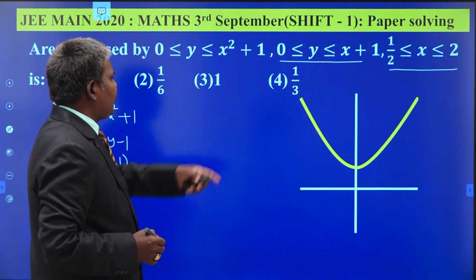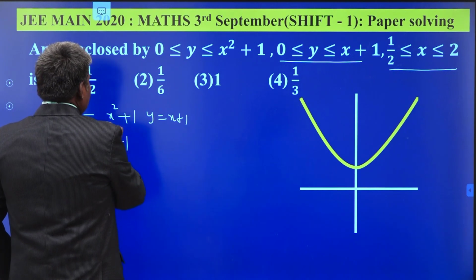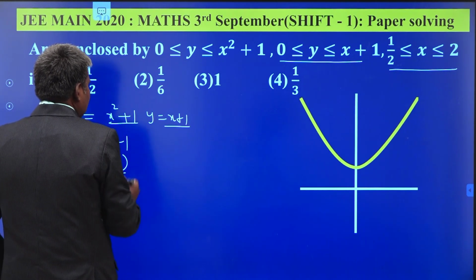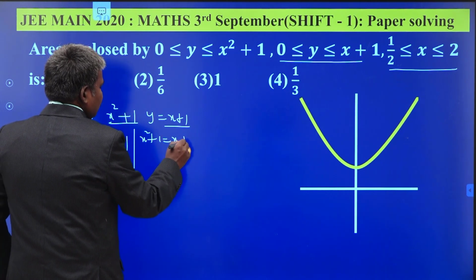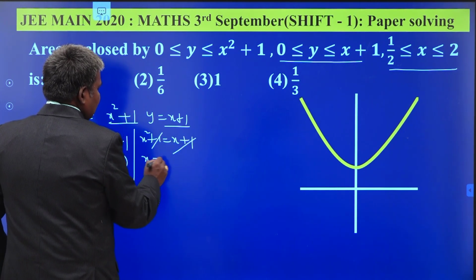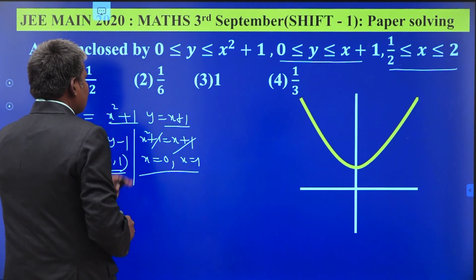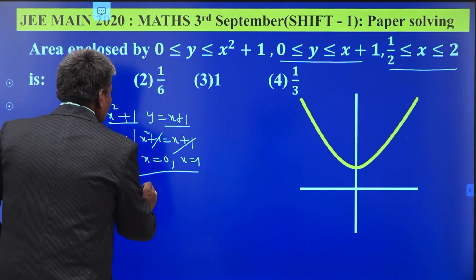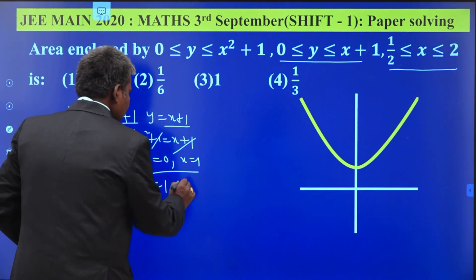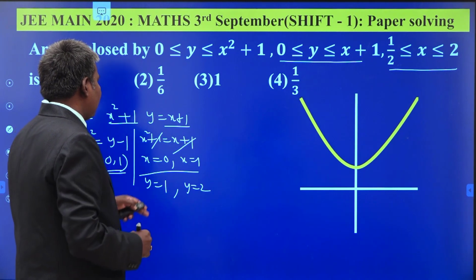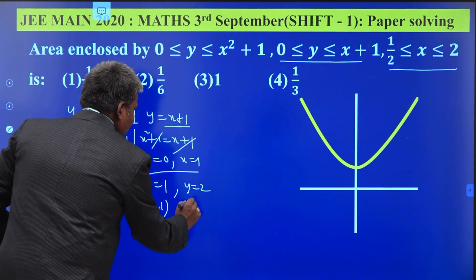And what is your line? y = x + 1. By equating both values of y, we get their points of intersection. We mean x² + 1 = x + 1. Both of them cancel, therefore either x = 0 or x = 1. When x = 0, y = 1. When x = 1, y = 2. So their points of intersection are (0, 1) and (1, 2).